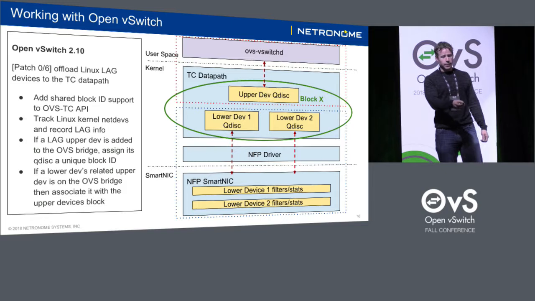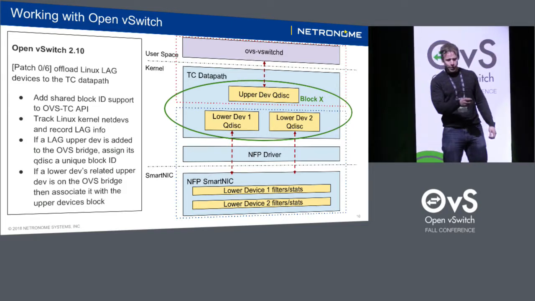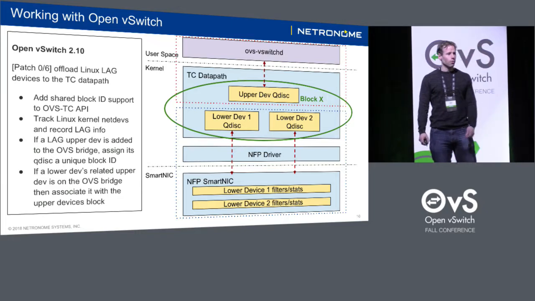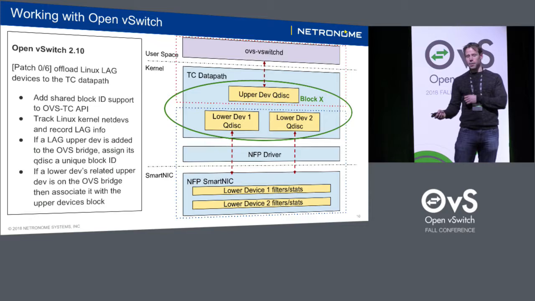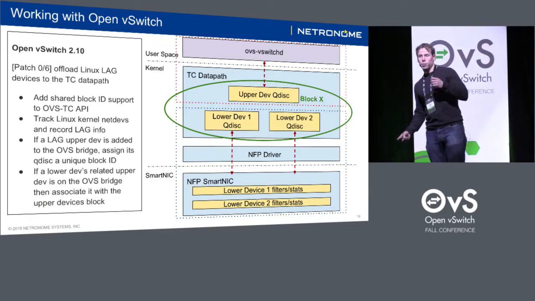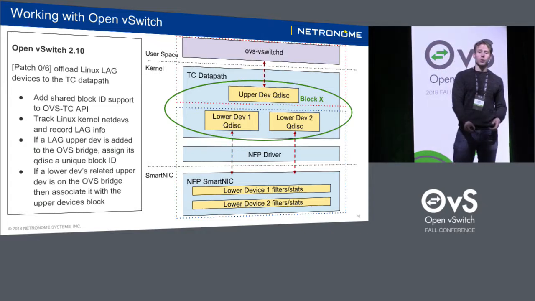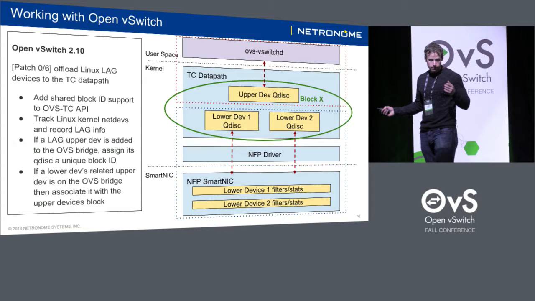Effectively, at the top here, this red dashed box shows what Open vSwitch knows about. We have OVS, and it knows it has a TC data path. It knows there's a device on this data path, and it will happily write TC flower rules to this device, and will happily pick stats off from this device.